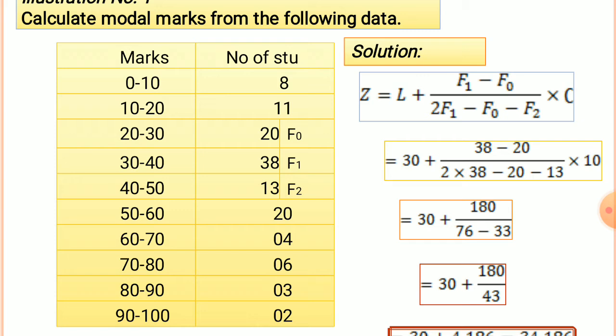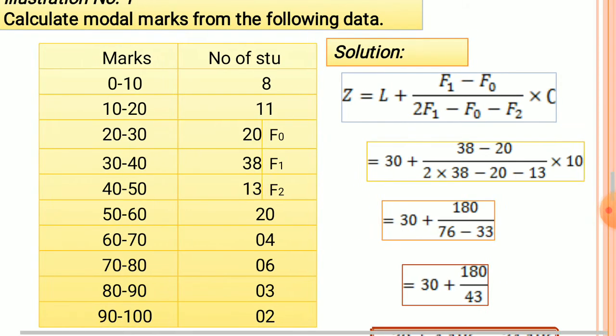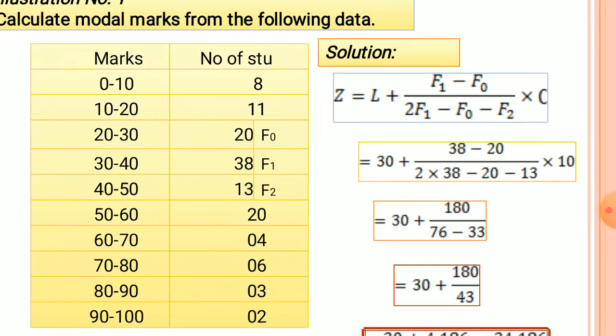Now apply the formula. Z is equal to L plus f1 minus f0 by 2f1 minus f0 minus f2 into c. Now L, the lower limit of the model class, is 30, plus f1 38 minus f0 20 divided by 2 into 38 minus 20 minus 13 into c. The size or magnitude of the model class is 10. 30 to 40, the difference is 10.